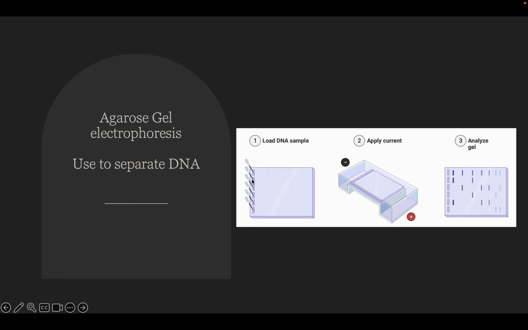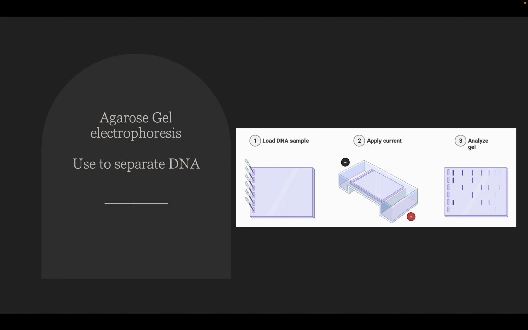And because the DNA is negatively charged, you apply current and then the DNA will move from the negative charge to the positive charge. Because all the DNA is negative, the only difference between this DNA is the size. So based on this size, DNA will move at different rates. The lower molecular weight, lower size will move faster as compared to the larger size.